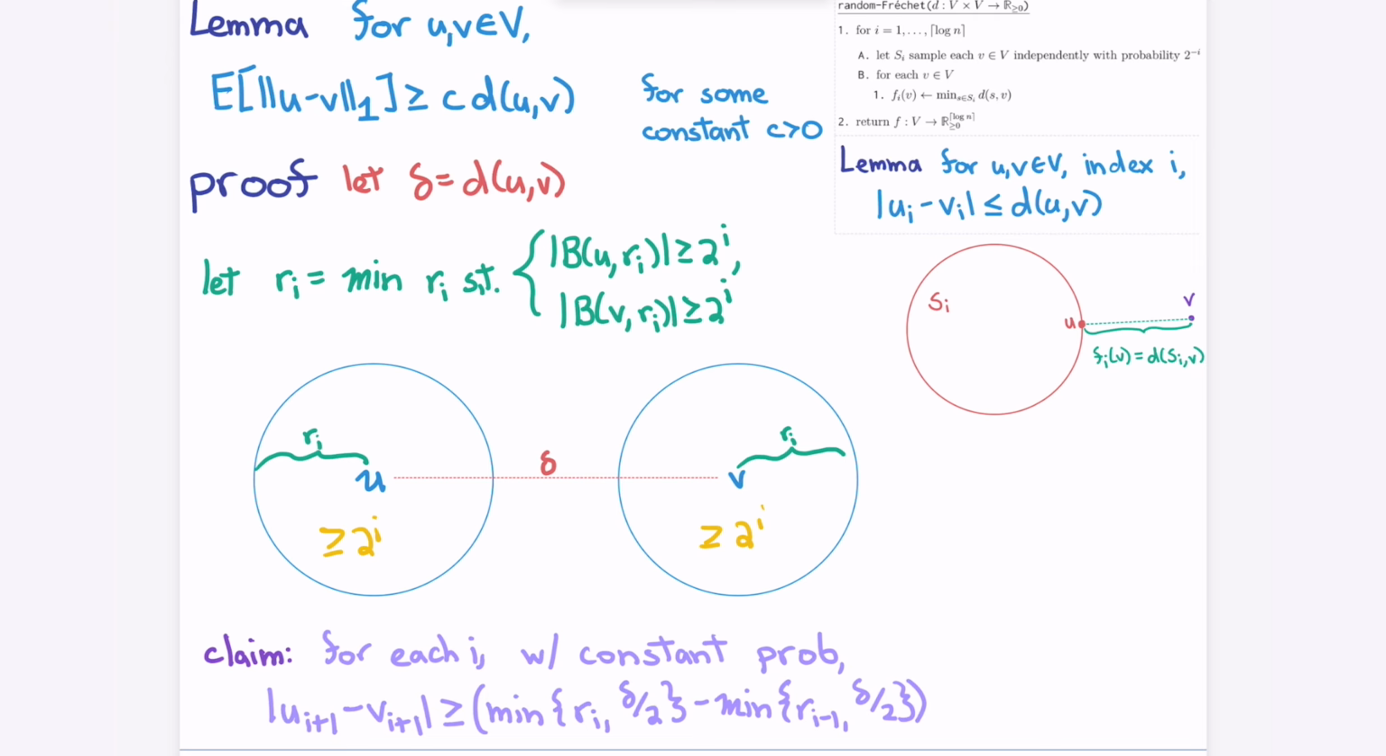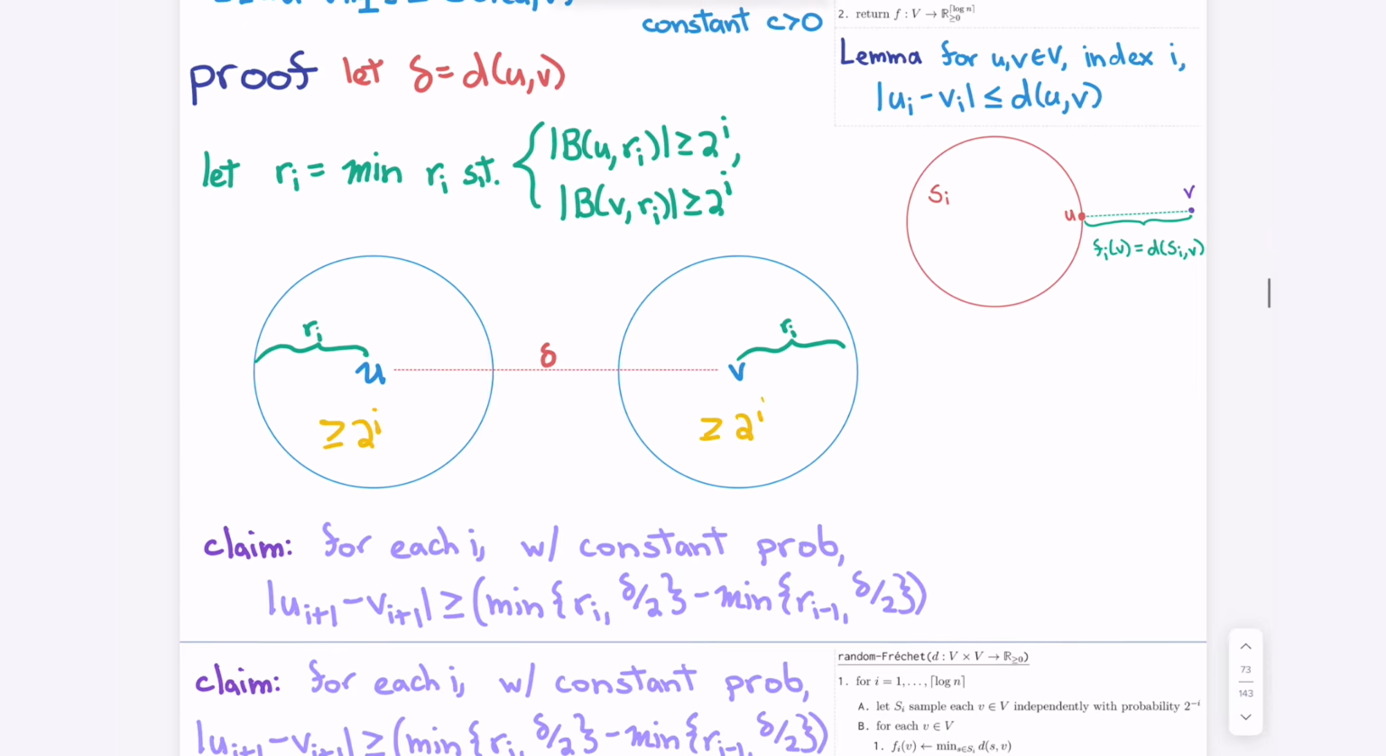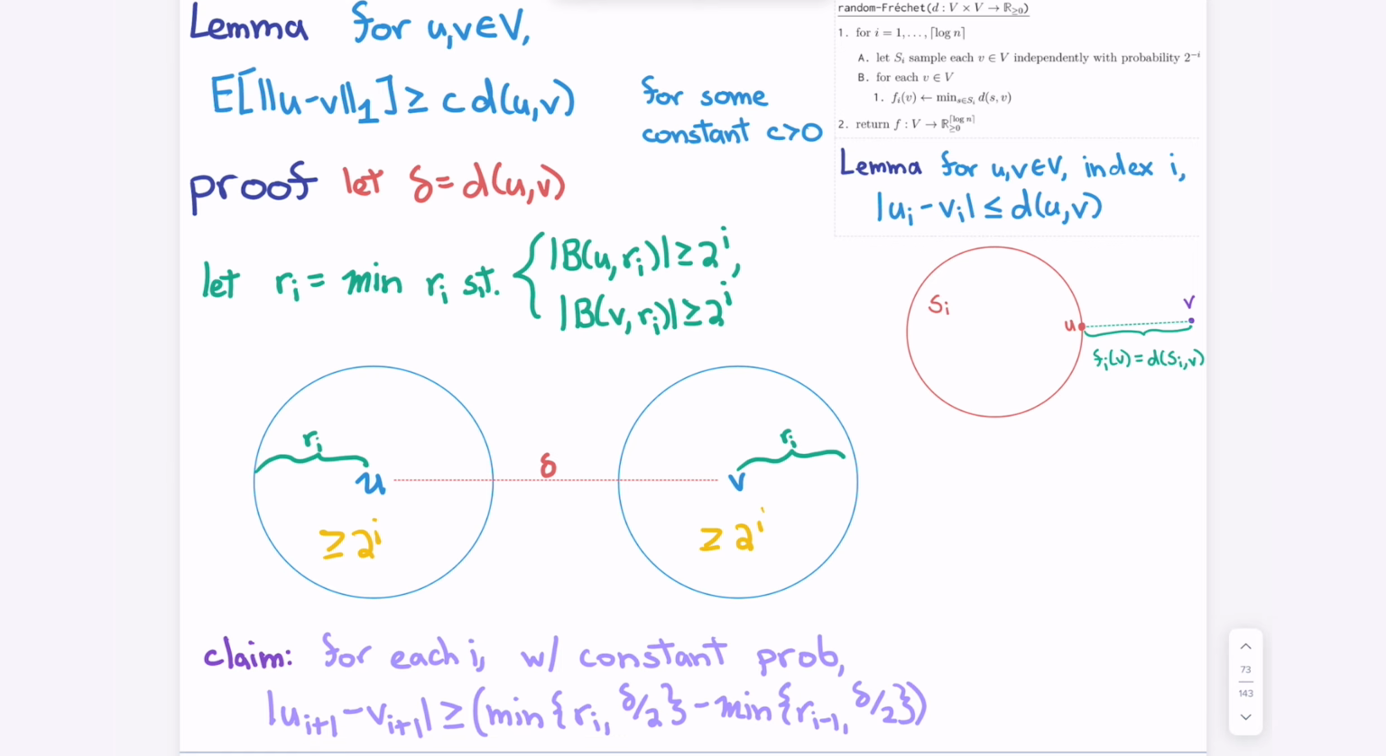Okay, now with that setup, the claim is that for every i, with constant probability, this ith coordinate is at least the minimum of Ri or delta over 2. Once Ri goes across delta over 2, the balls start overlapping and they become less interesting. That's why we need this minimum of delta over 2. Ignore the delta over 2's for a moment. The difference between the i plus 1th coordinate is basically Ri minus R(i-1), until the Ri's reach delta over 2. Why is that useful?